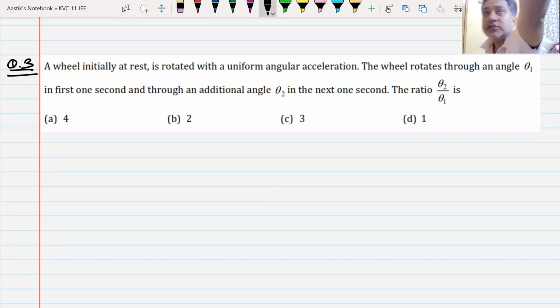This is the next question, and I'll give you 2 minutes. A wheel initially at rest is rotated with a uniform angular acceleration. The wheel rotates through an angle theta 1 in the first second and through an additional angle theta 2 in the next 1 second. What is the ratio of theta 2 to theta 1? I'll give you 2 minutes to solve this.